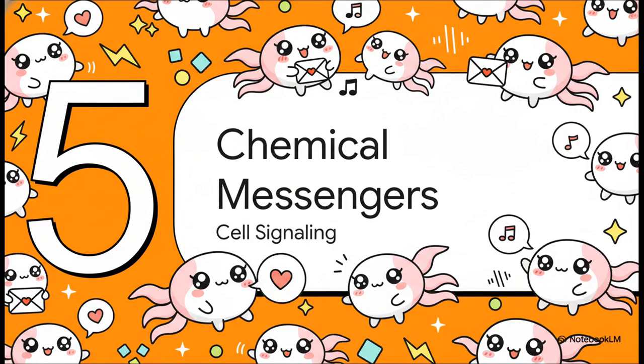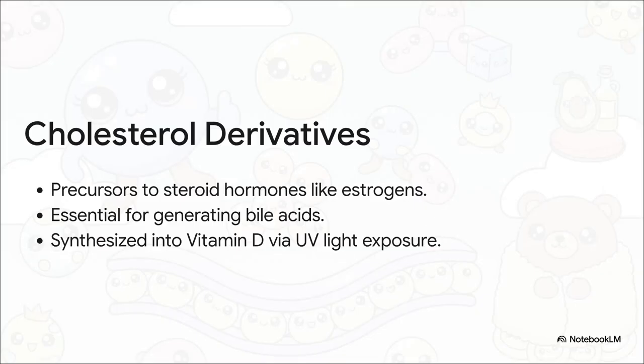Finally, part 5, chemical messengers: lipids in cell signaling. Moving way beyond structure and energy, it turns out lipids are some of the most potent chemical messengers we have. Let's look at cholesterol one more time. Not only is it stabilizing our cells, it is the ultimate biological starting material. Your body uses it to synthesize crucial steroid hormones, everything from stress hormones like glucocorticoids to sex hormones like estrogens and androgens. It's the precursor for the bile acids we talked about earlier.